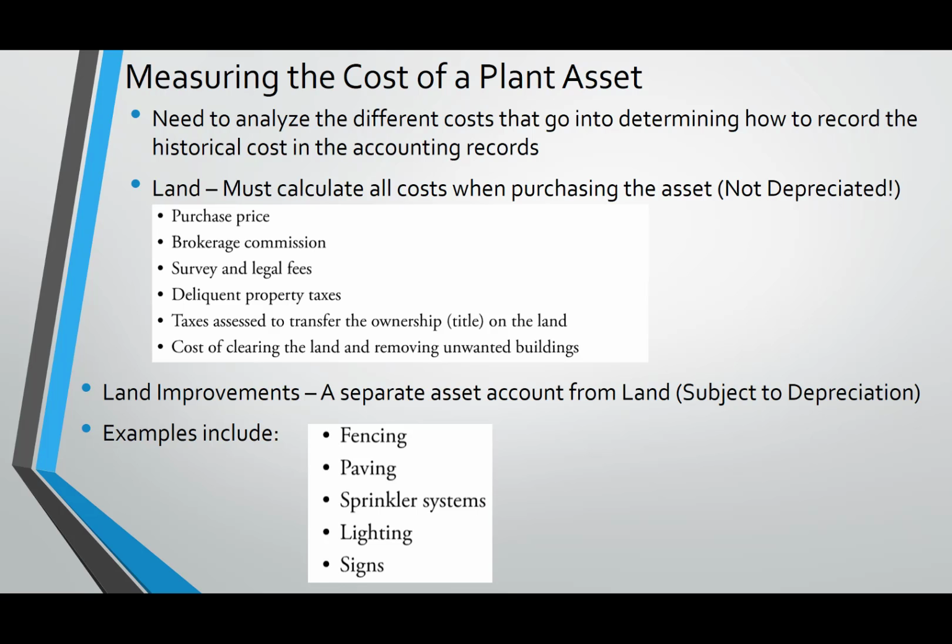land for that amount. Now, unlike land, which is not depreciated, land improvements would be subject to depreciation and it would be a separate asset account. Examples of land improvements would include things like fencing, paving, sprinkler systems, lighting, and signs.